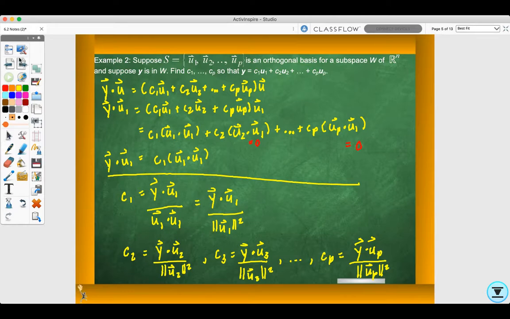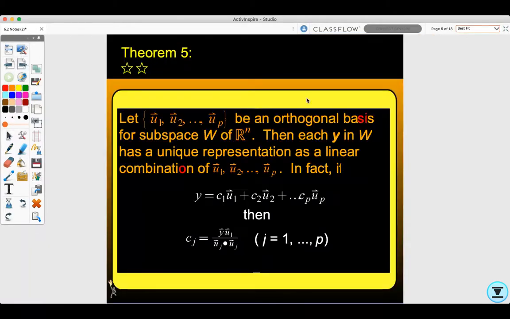So that brings us to theorem 5. Basically example 2 showed how to find the theorem. Let u1, u2, up be an orthogonal basis for subspace W of Rn. Then each y in W has a unique representation as a linear combination of u1, u2, up.